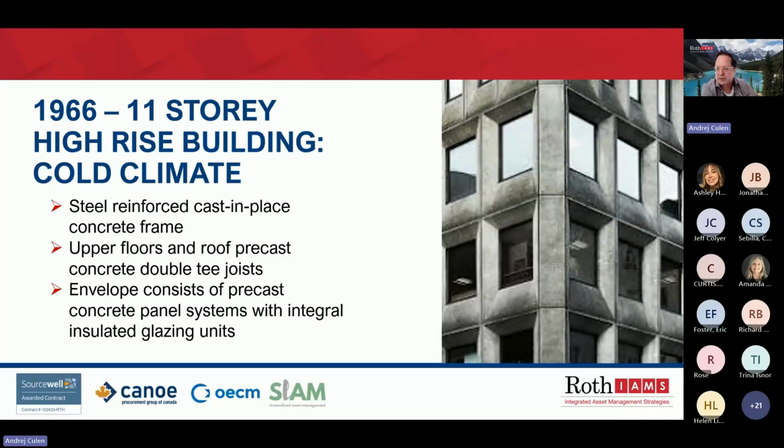The building is constructed with a steel reinforced cast-in-place concrete frame supported by drilled concrete piles and grade beams. The upper floors and roof consist of precast concrete double T joists supported by the concrete frame. The envelope consists of storefront systems, concrete masonry units, and brick veneer at the ground level, with the remaining floors clad in a precast concrete panel system with integrated insulated glazing units. As plans for the building were not available, details concerning vapor retarders and air barriers could not be confirmed.